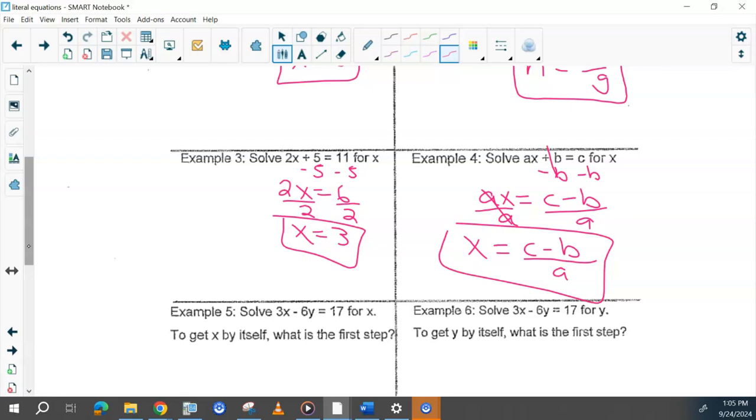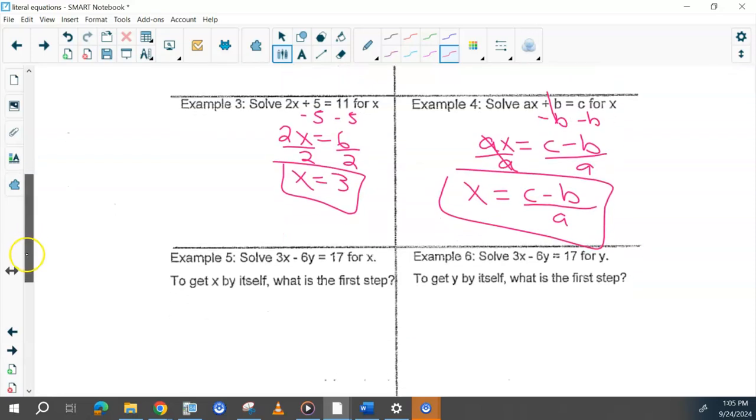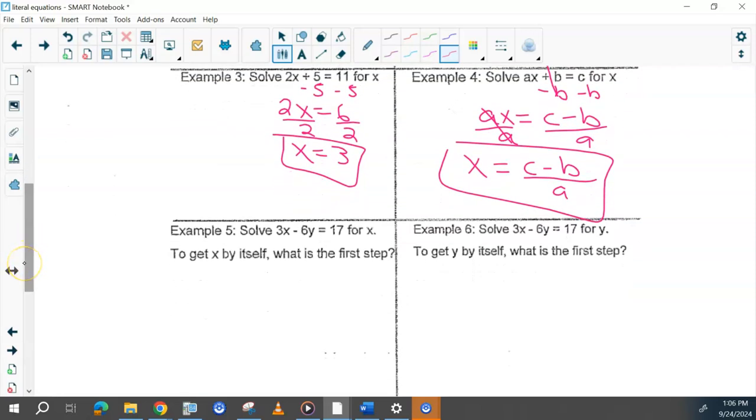Yes. Okay, now we're going to do 5 or 6. I'll let you guys choose which one you would rather. Five or 6, choose. Oh, 5, okay. We'll do 5.